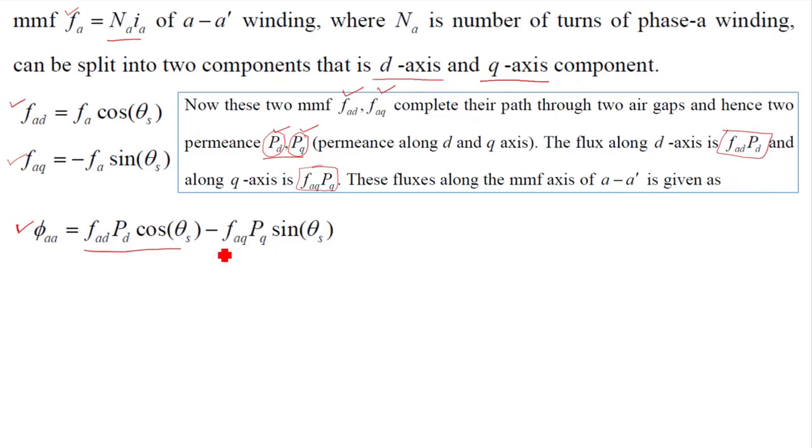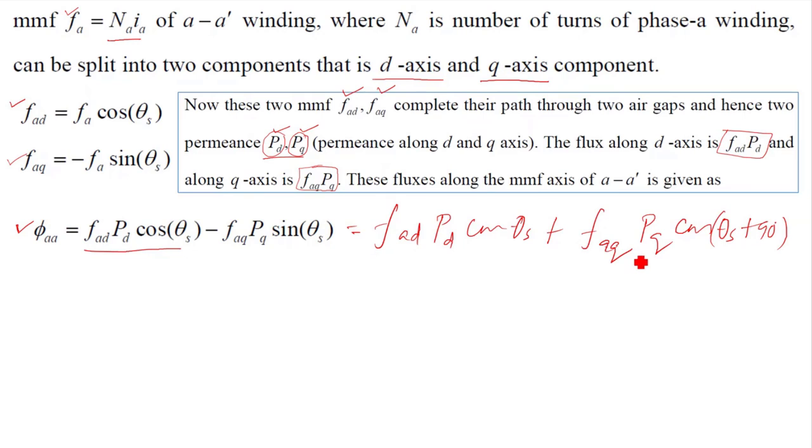And along the Q axis, FAQ is along the Q axis, so I can write it as minus FAQ PQ sin theta s, because this is nothing but, I'm just writing FAD PD cos theta s plus FAQ PQ cos of theta s plus 90 degrees, right? So this will become minus FAQ PQ sin theta s, okay? So then I can write FA PD cos square theta s, because we can write FAD as FA cos theta s. I can substitute here, instead of FAD, FA cos theta s. And similarly, instead of FAQ, I can substitute minus FA sin theta s. So it will become FA PD cos square theta s plus FA PQ sin square theta s.